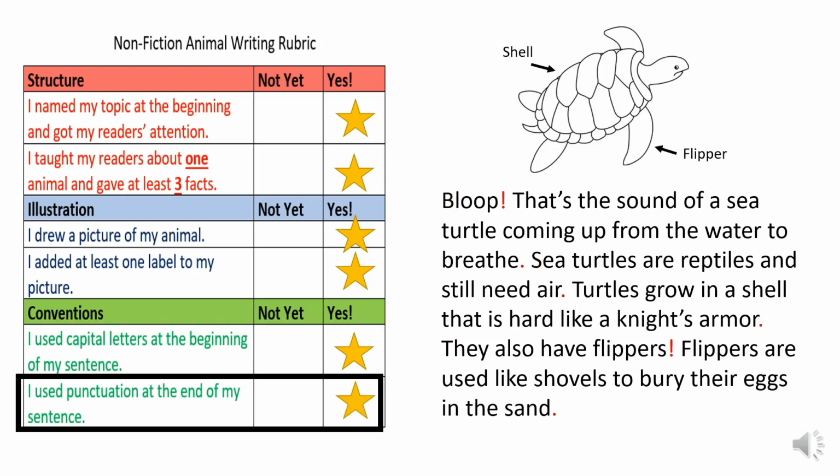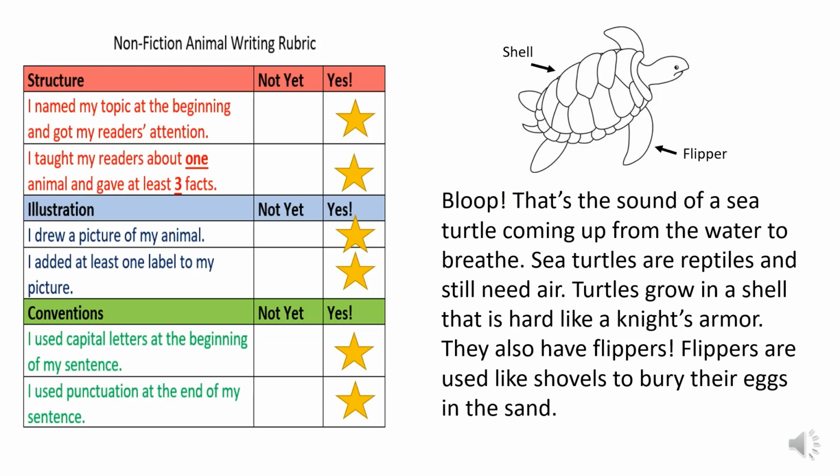The last part on my rubric, I want to check to make sure that I used punctuation at the end of my sentence. I also put my punctuation in red as I read through each line of my paper to make sure that every end mark is there when I take a pause in my reading. I've gone over my whole rubric and compared my writing to every part of the rubric. I went over structure, illustration, and conventions. I was able to mark off yes for every part because I did all of those things in my own writing.